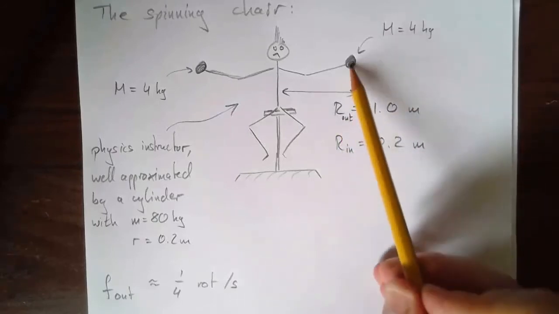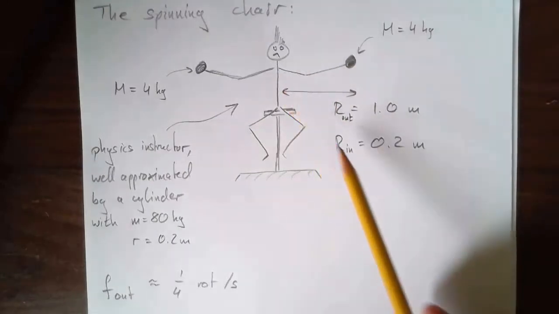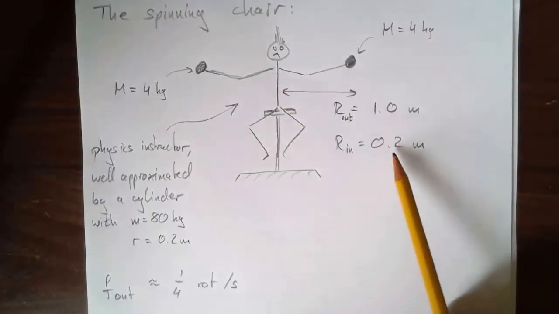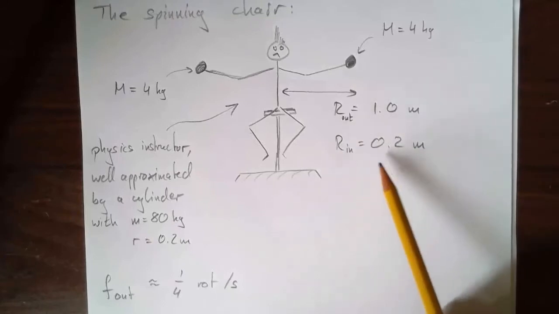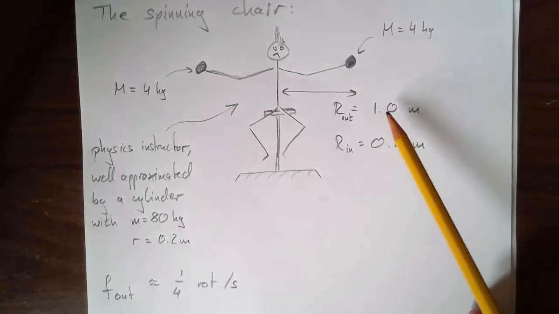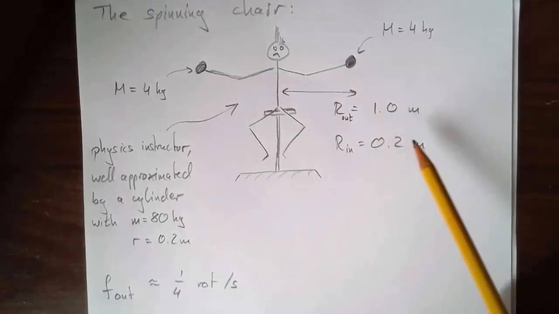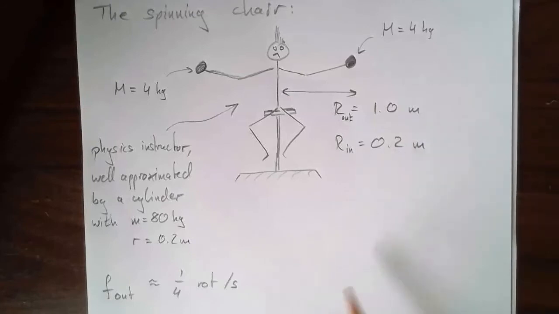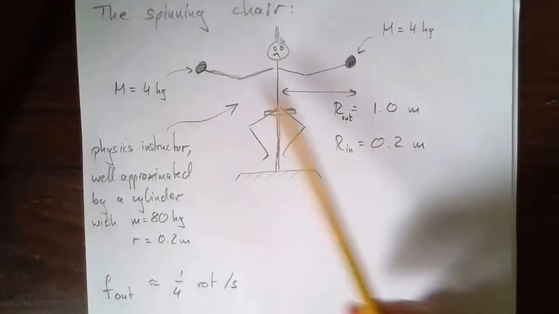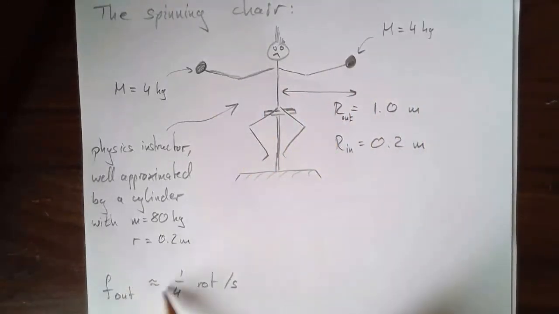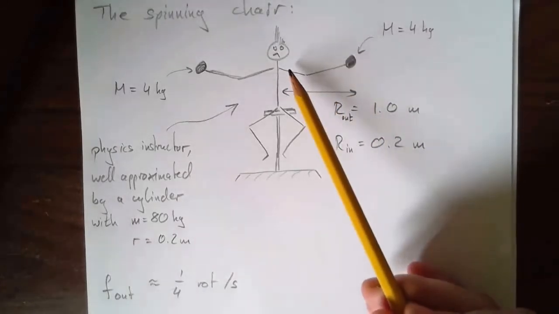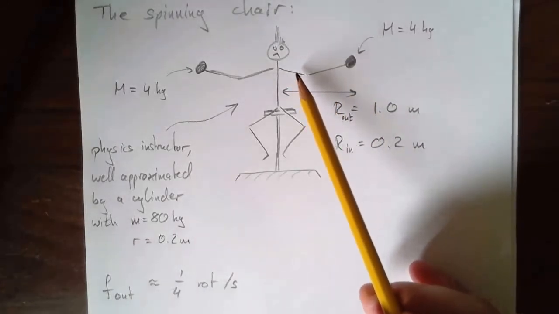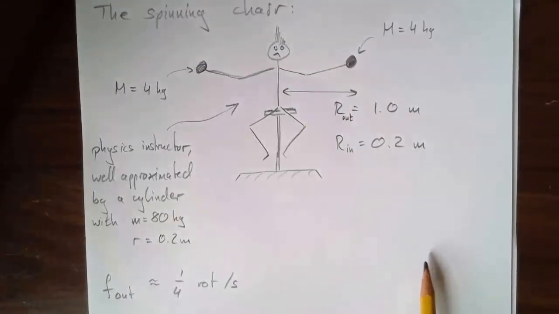And R in, so when I was pulling the weights in, holding them close to my chest, I'm going to assume they're also about 0.2 meters from the axis of rotation. Again, approximate values, as I say, my arms aren't quite that long, but it'll do for our calculation. It'll give us a fairly decent approximation. So when those arms are out like this, as shown in the picture, I'm spinning at maybe approximately a quarter rotation per second. How quickly will I be spinning when I'm moving the masses inwards? That is the question. And of course, we're going to use angular momentum conservation here.